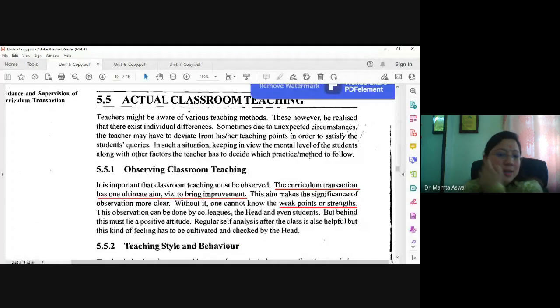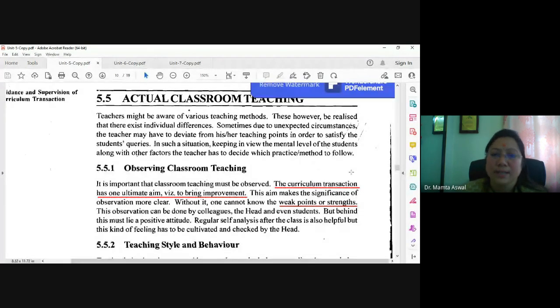Now, what is actual classroom teaching? Observing the classroom teaching. Actual classroom teaching is inside the classroom, the interactive phase. As I told you, there are three phases. The interactive phase is where the teacher and the children communicate together. In the actual classroom, the teacher uses different methods, different techniques, different audiovisual aids to make the teaching learning interesting and effective. So here, observing classroom teaching.